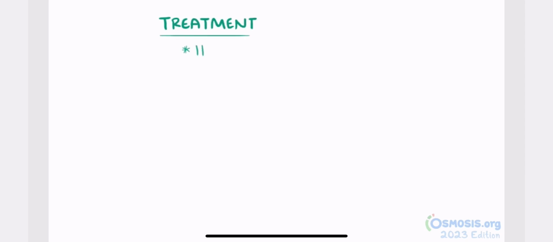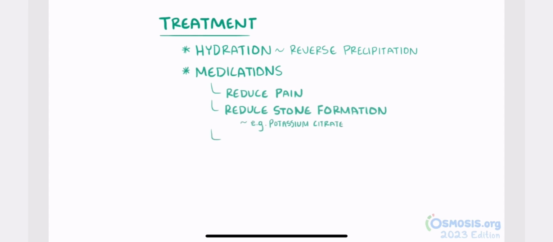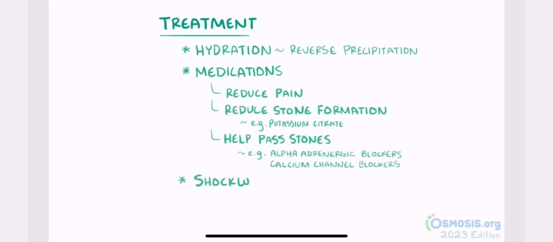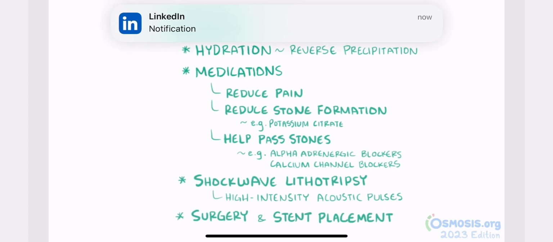Treatment or management includes hydrating an individual to reverse the process of precipitation. Also, medications might be given to help reduce pain, reduce stone formation, like potassium citrate, and to help stones pass through, like alpha adrenergic blockers and calcium channel blockers. Also, shockwave lithotripsy might be used, which is a non-invasive treatment that uses high-intensity acoustic pulses that travel through the body to break up the kidney stones. Finally, surgery and stent placement might be needed for larger stones.